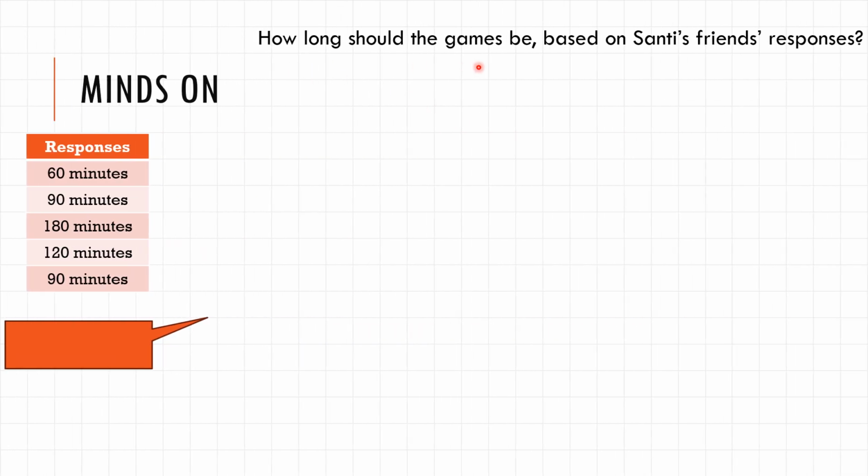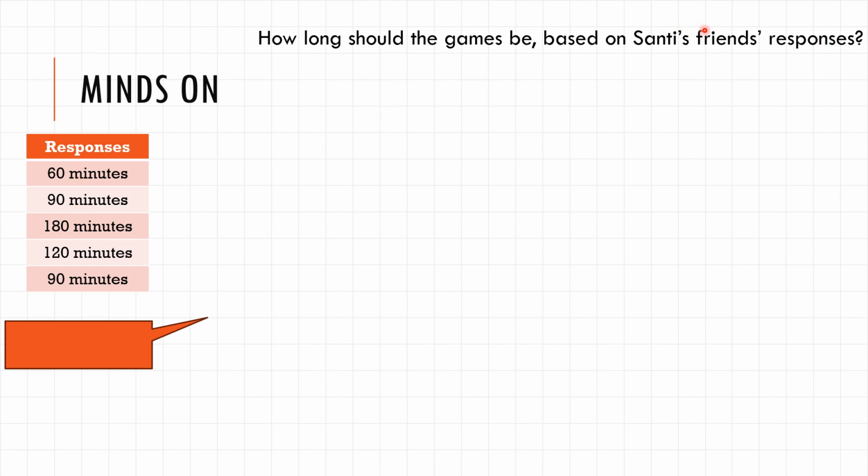So how long should these games be based on Santi's friends' responses? You can see they've given all sorts of different answers here for how long they like to sit down and play a game. And this is continuous data, because any of them could have used a decimal to describe how long their favorite game is going to take. They could have said 3.5 minutes if they wanted. The fact that they chose whole numbers doesn't really mean that it's discrete data just yet.